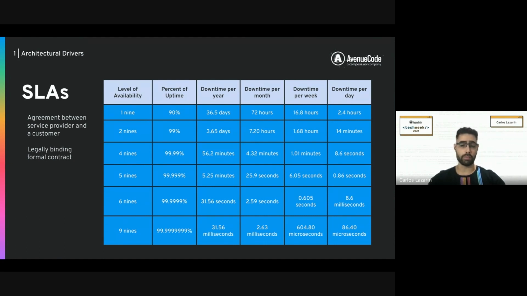But if you don't care too much about availability, if your system is not critical, like an aircraft one or a hospital one, it's just a simple application, you can have, I don't know, 2 nines of availability. So our application is going to be up 99% of the time. So it's going to be 3.65 days of downtime per year, 7.20 hours per month, and so on. And at the maximum, we're going to have 14 minutes of downtime per day, right? So it depends on the type of system you're building or designing.